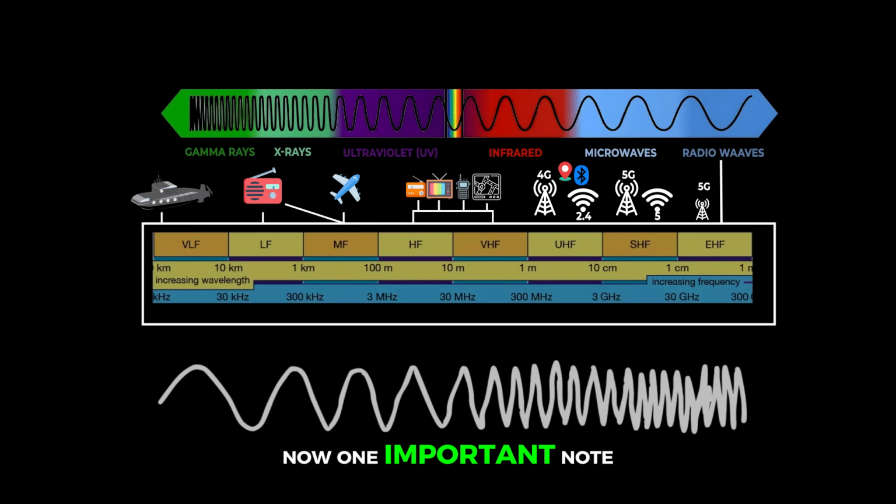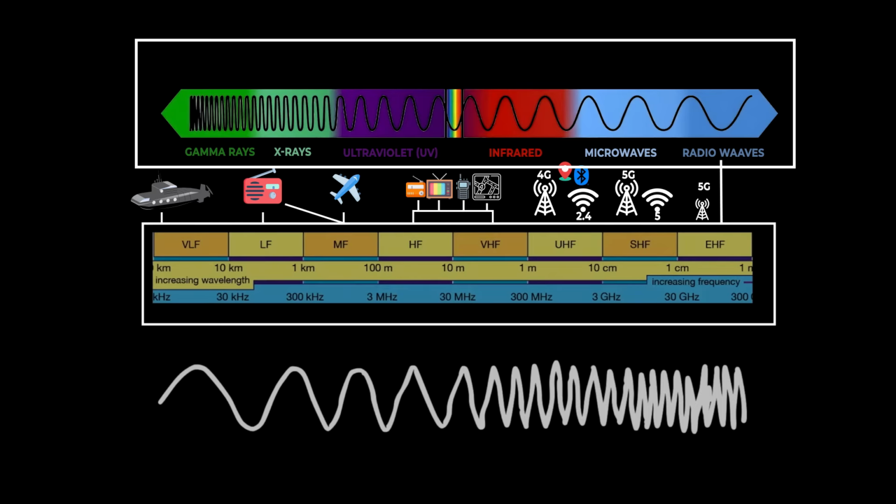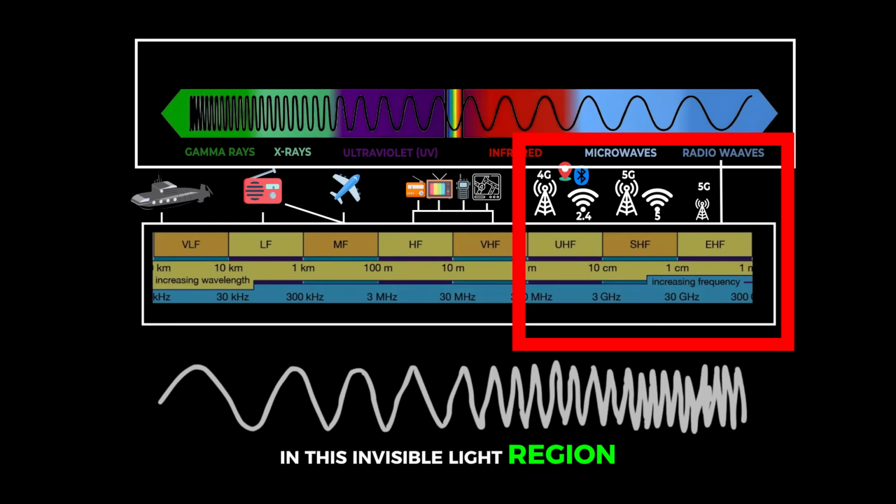Now, one important note. All electromagnetic waves travel at the speed of light. They are light, just light you can't see. All modern wireless technologies exist in this invisible light region. Efficiency in communication is measured by how much information you can send with the least energy.